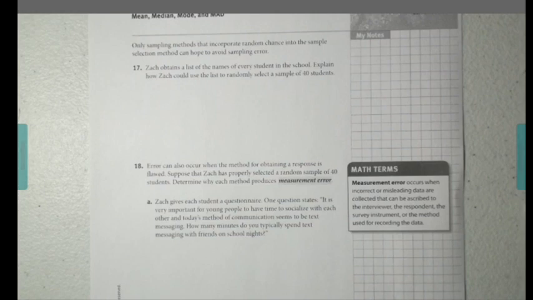Number 18. Error occurs. Error can also occur when the method for obtaining a response is flawed. Suppose that Zach has properly selected a random sample of 40 students. Determine why each method produced measurement error. A. Zach gives each student a questionnaire.